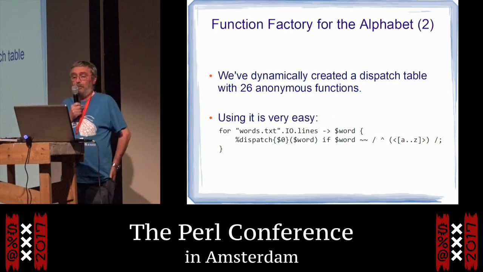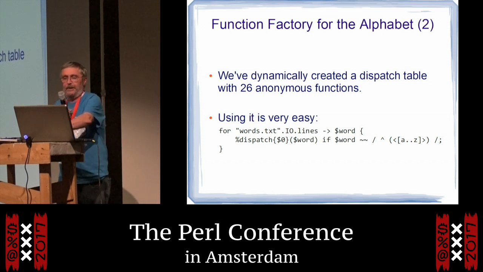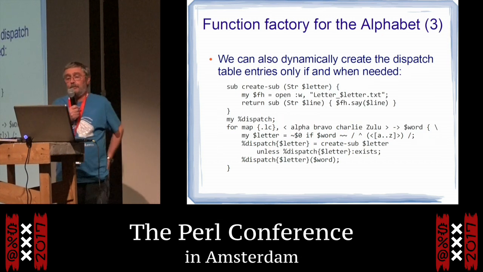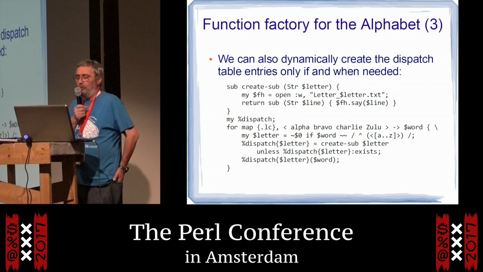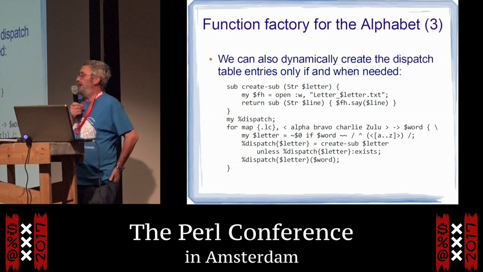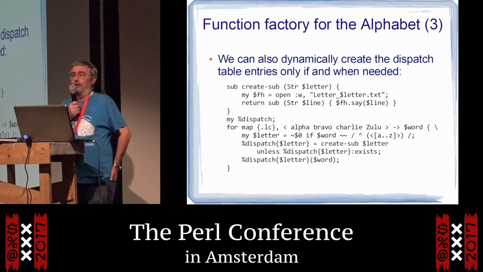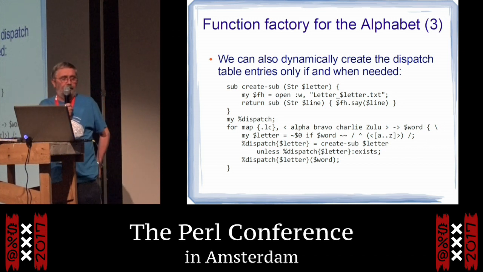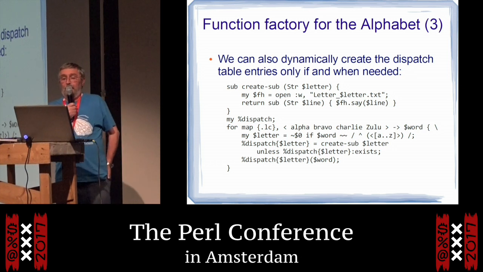Here I have a list of 4 words: Alpha, Bravo, Charlie, Zulu. And I want to put them in different files. But I don't want to create a file for letter D or for letter F, because there is no word starting with letter D or letter F. So I'm just creating the function dynamically when I need it.